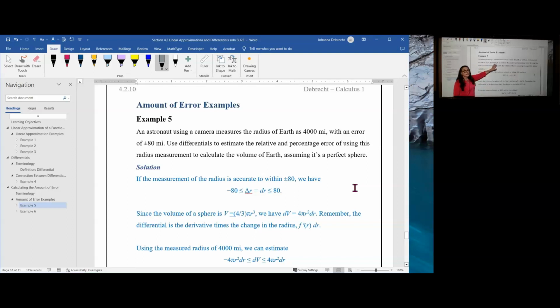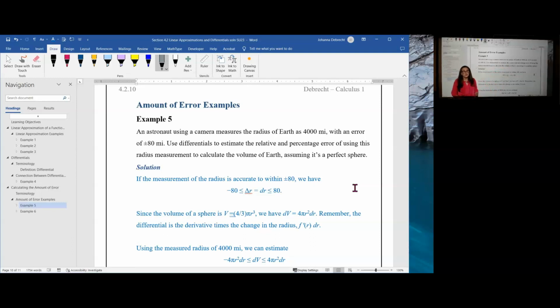An astronaut is using a camera to measure the radius of the Earth. He calculates that the radius of the Earth is 4,000 miles, but he knows he has an error of either 80 miles too much or 80 miles too few. That means plus or minus 80 miles. This is his delta X. We're going to use differentials to estimate the relative and percentage error of using the radius measurement that he got of 4,000 miles with an error of plus or minus 80 miles to calculate the volume of Earth.